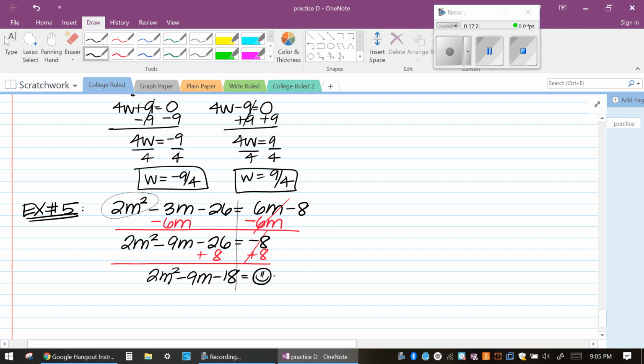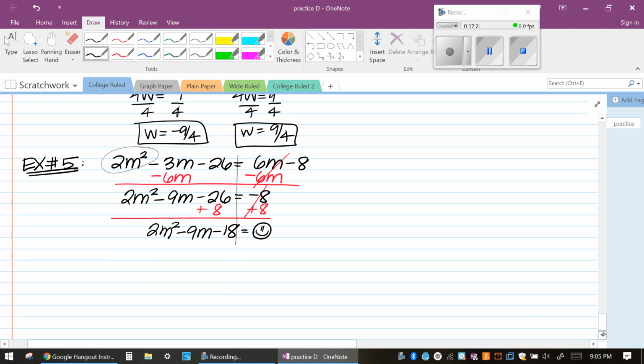Once I have the 0, I can start factoring. This quadratic trinomial does not have a GCF, but I need to find two numbers that multiply to negative 36, that comes from 2 times negative 18, and add to negative 9. Pause the video, list all the factors of 36, and find the two factors that multiply to negative 36 but add to negative 9. Push play when you are ready.